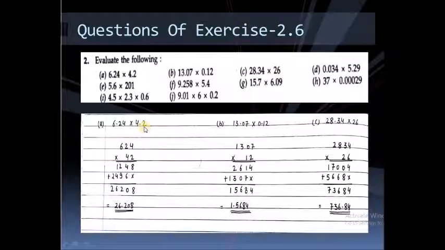So in total how many digits are there? Two in this one and one in this one. Total three digits. So in the answer, you will leave three digits from the right hand side and put the decimal. Okay. Here also in part B, you have to multiply two decimal numbers again.